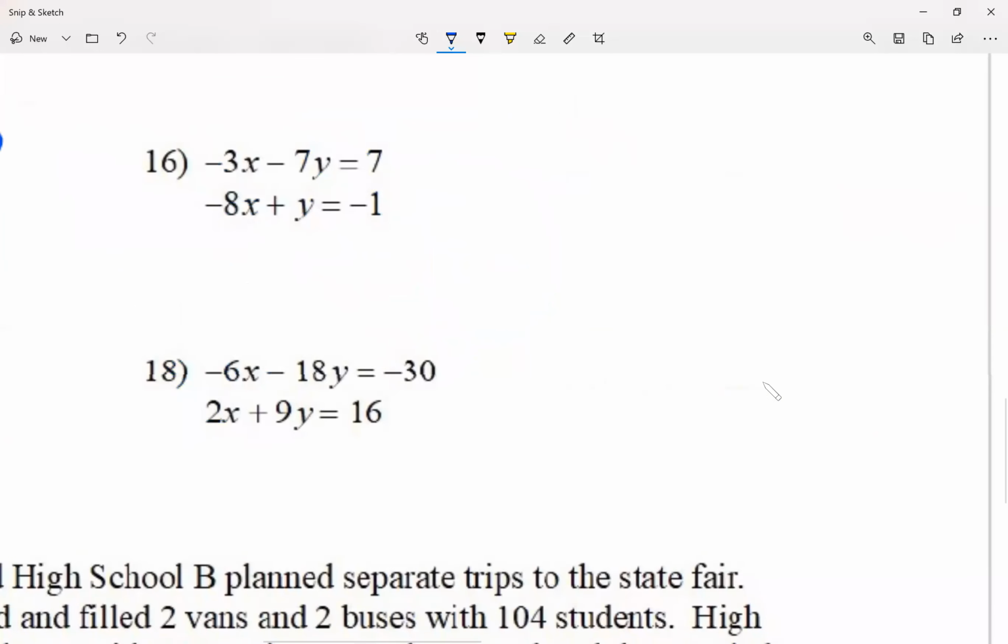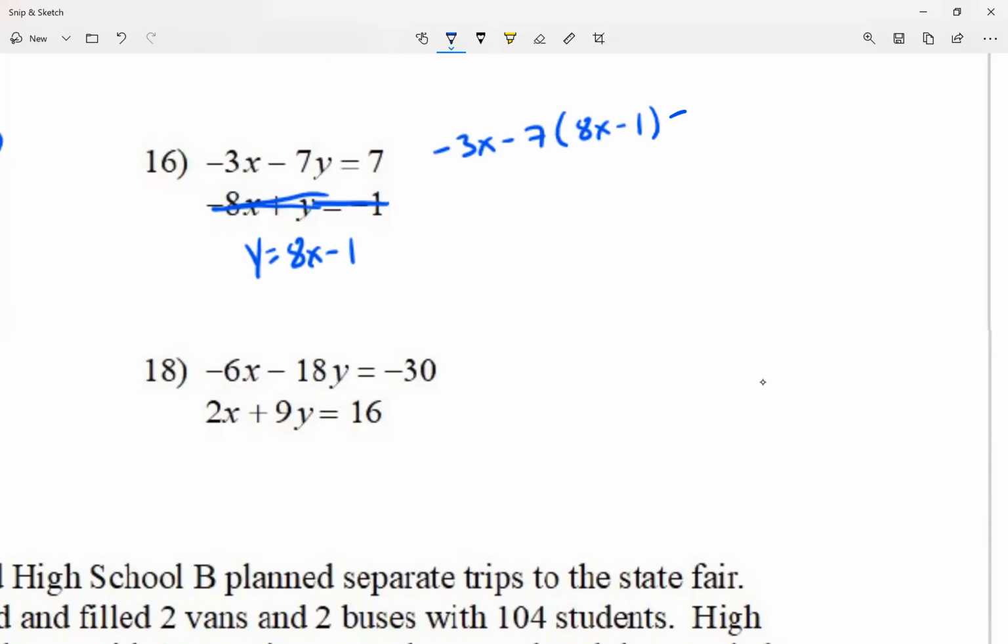I want to rewrite one equation where only one letter is by itself. So the second equation, let me write this as y equals 8x minus 1. Notice how the negative 8x, I moved it to the right as a positive 8x. So positive 8x minus 1. So again, I rewrote this. I want one letter by itself. So I'm going to rewrite the first equation, but instead of y, I'm going to use 8x minus 1. So let me write this as negative 3x minus 7, inside parentheses 8x minus 1, all of this is equal to 7.